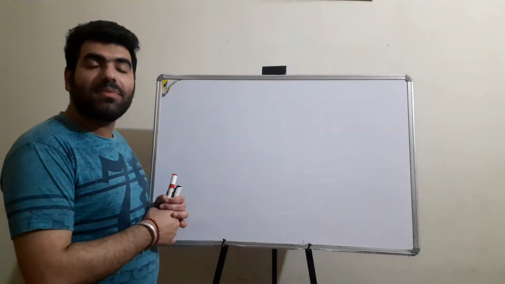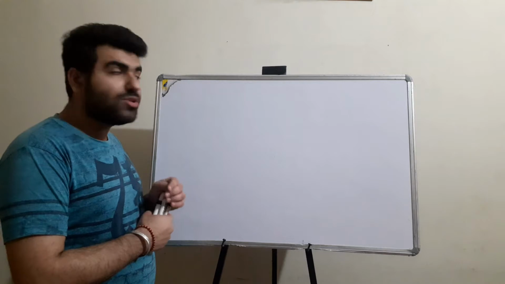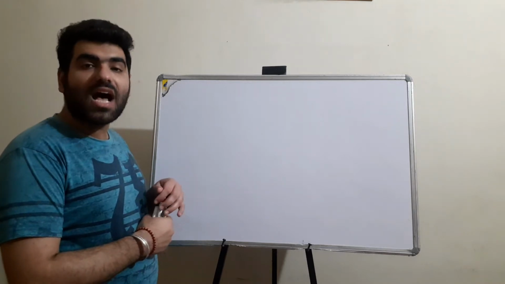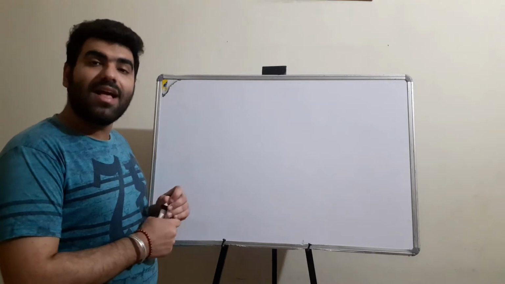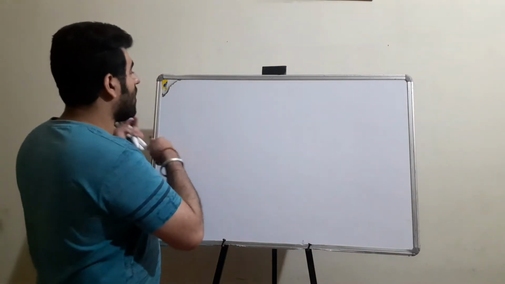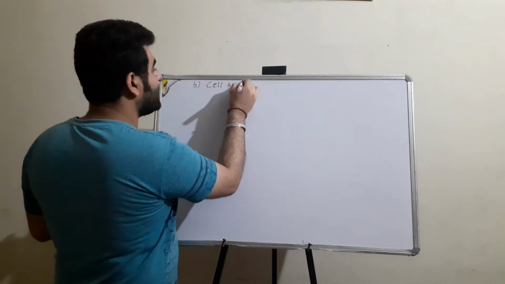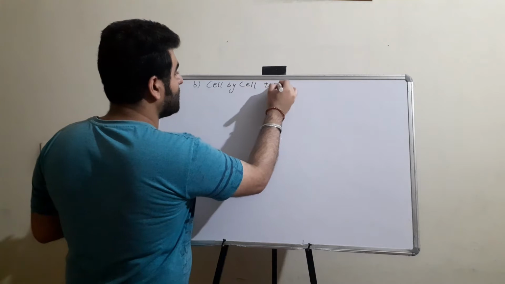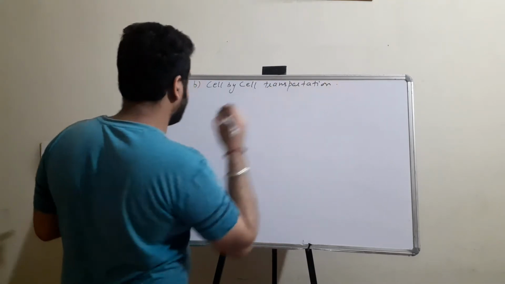Alright students, so in the previous video we have discussed how the water is being absorbed by the roots. In this part we'll discuss how from the epidermis the water will be transported to the other cells and how it will reach the xylem. Alright, so now we are starting with the next part, cell by cell transportation. So here we'll discuss the cell by cell transportation.